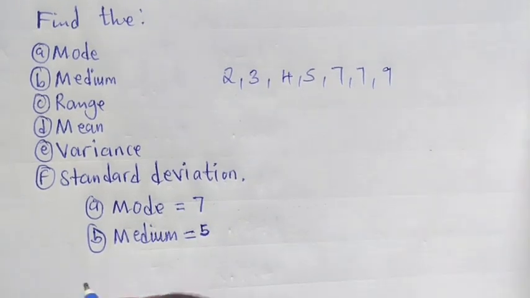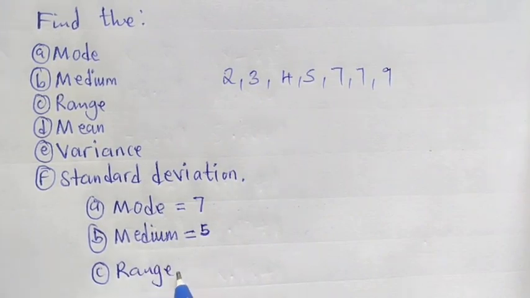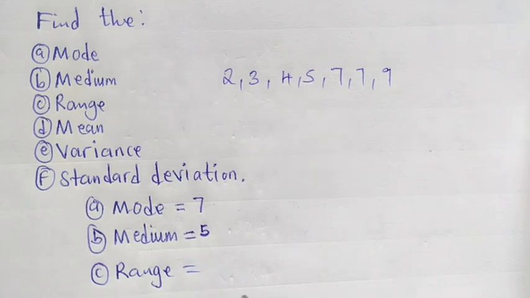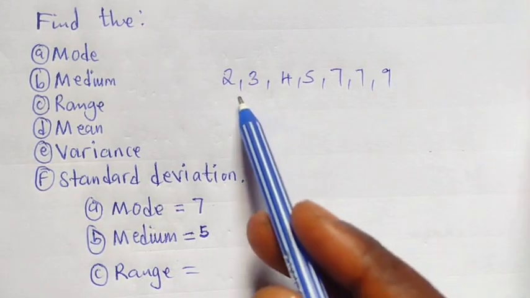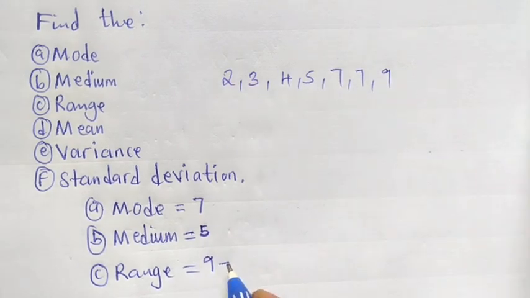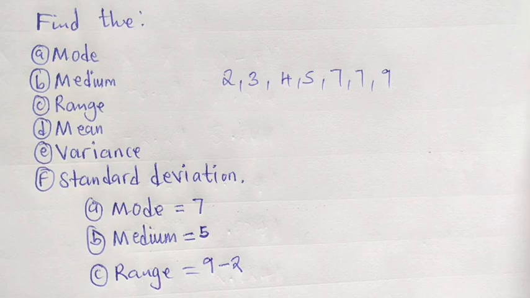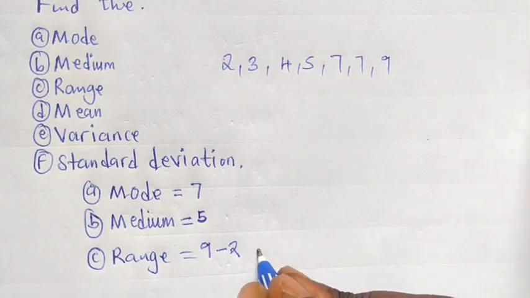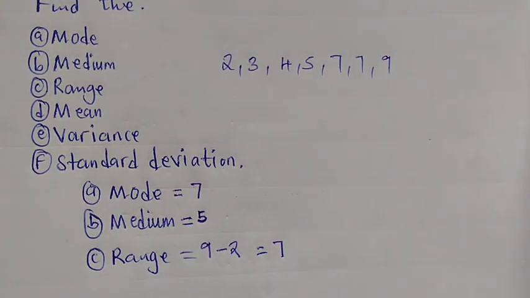Now let's move on. We come to C, which is our range. How do we calculate the range? The range is found by finding the difference between the highest and the lowest. The highest number in these data values is 9, and the lowest one is a 2. So it will be 9 minus 2. The answer is 7. So the range is 7. I hope it's clear and you are following.